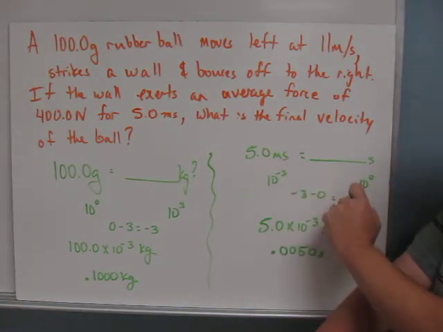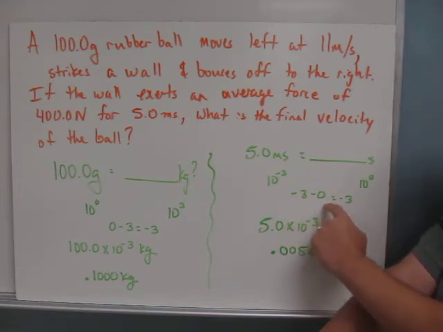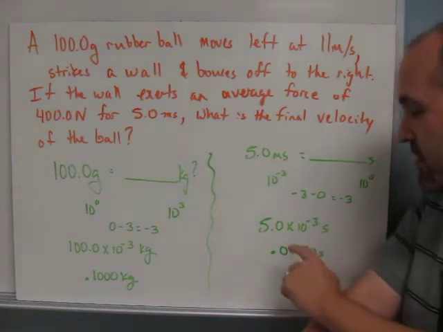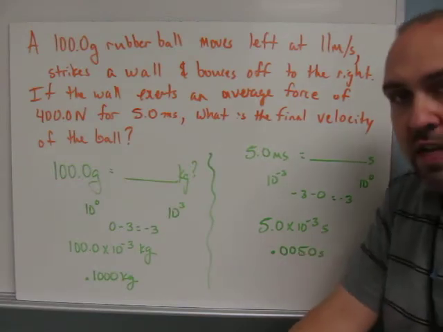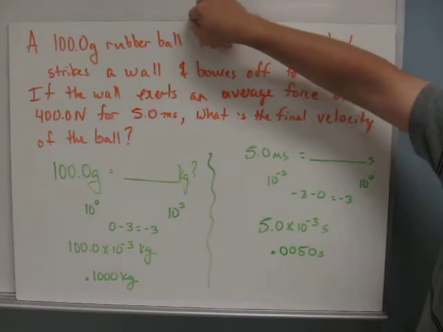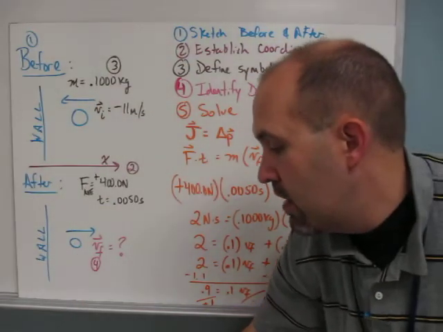Same thing with the 5 milliseconds to seconds. Milli is 10 to the minus 3. This has no prefix, so 10 to the 0. So this is -3 minus 0, which is -3. And so 5 times 10 to the minus 3 seconds, or 0.005 seconds. That's a nice review. And then we'll go into our method. So again, those five steps.